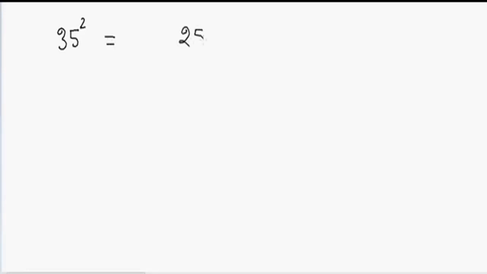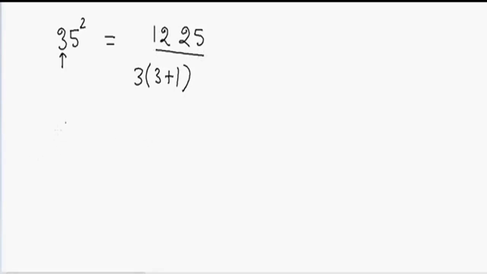Then what I have to do is write 25 at the end, and then take 3, which is the first digit, and multiply it with its increment. So 3 plus 1 is 4, and 4 into 3 is 12. So the answer is 1225.